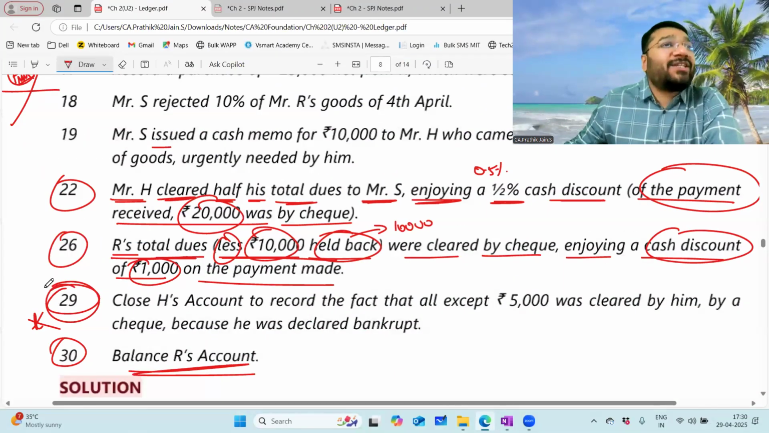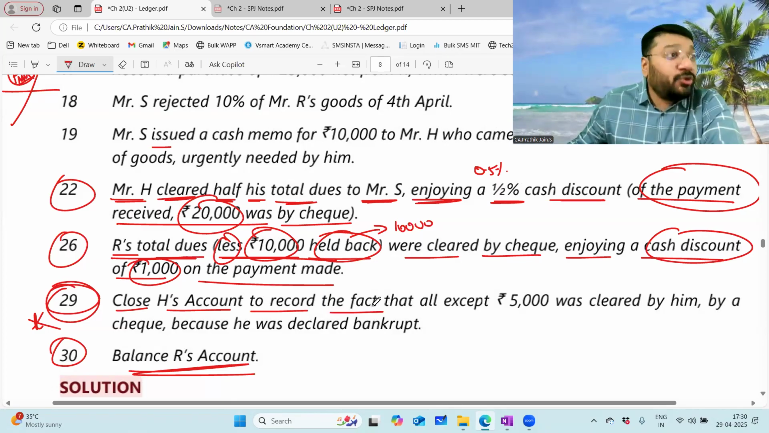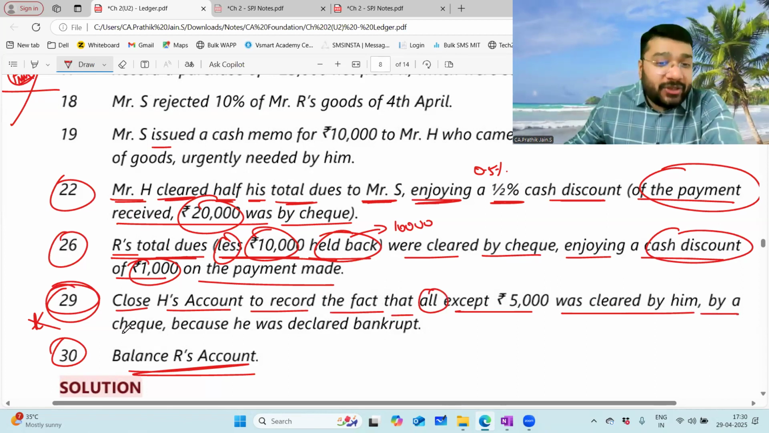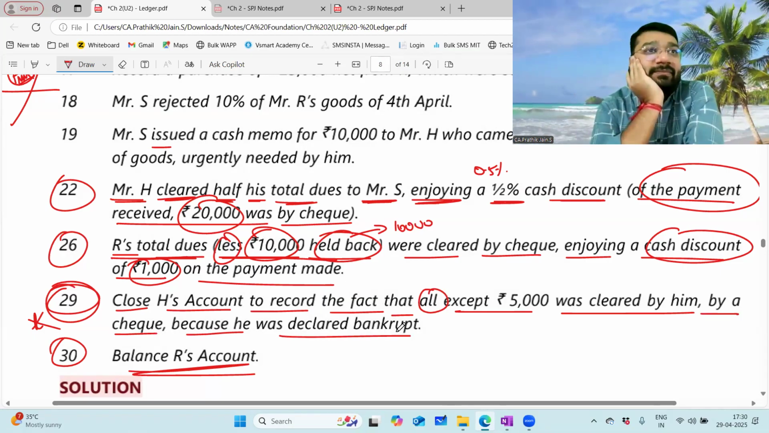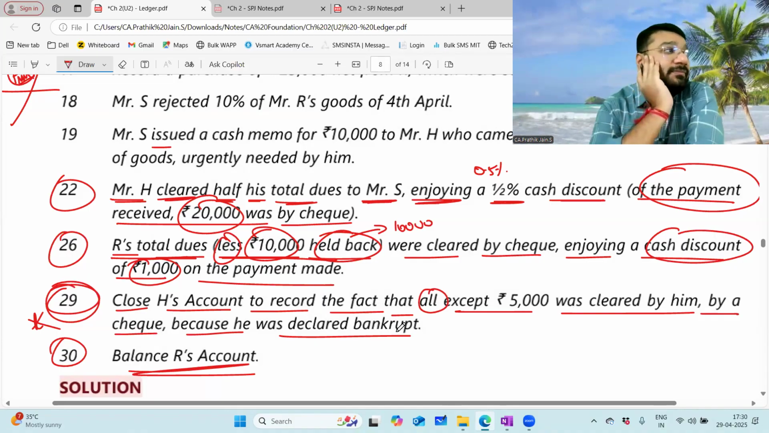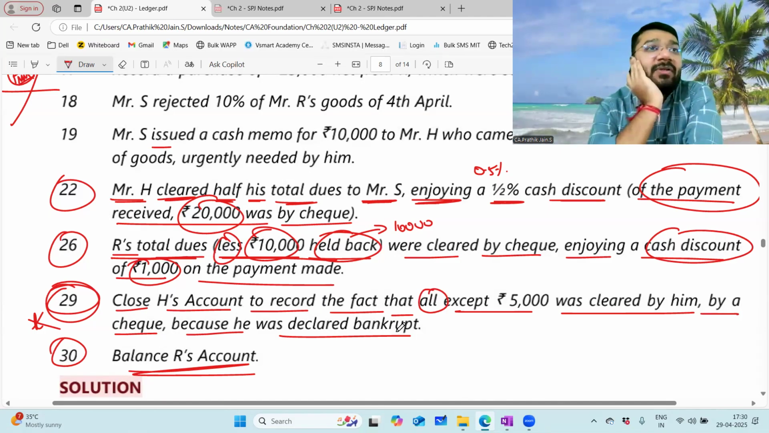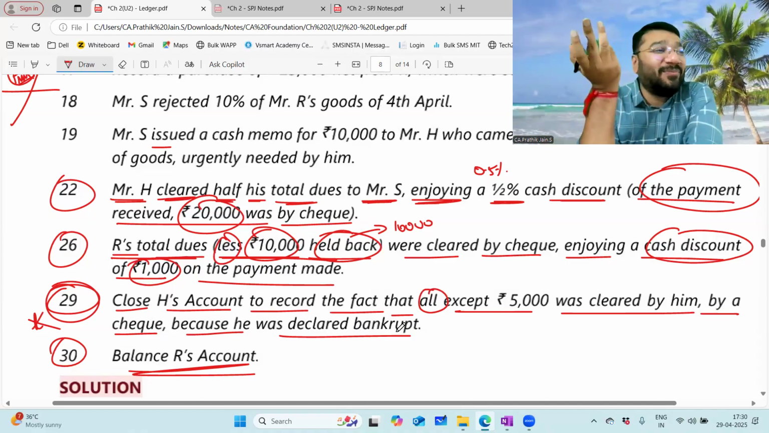Final transaction, guys, 29th April. Close H's account. You have to close H's account by balancing, to record the situation that all except 5,000 was cleared by him by a check because he was declared bankrupt. Now tell me what is happening here. Can somebody explain this point? Any volunteers? 5,000 can never be recovered. Whatever is the balance amount, that 5,000 can never be recovered. So that is bad debt. So the balance amount is recovered. So you yourself told everything. Then what is the point?